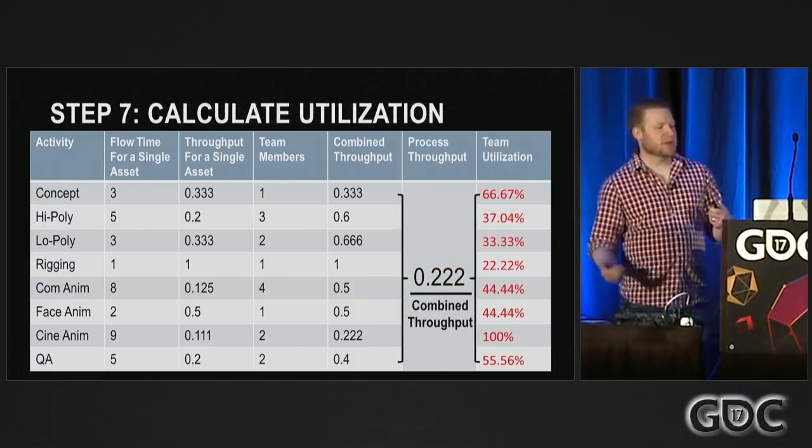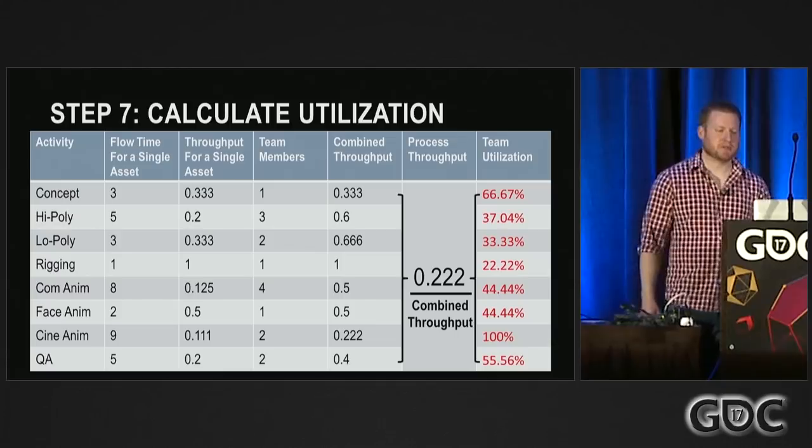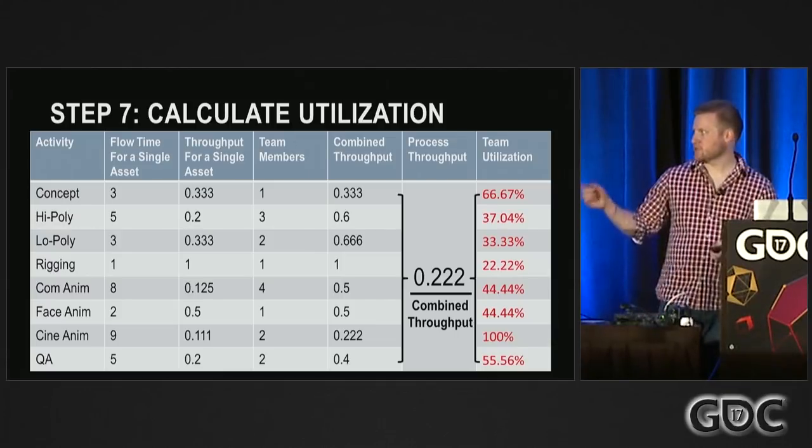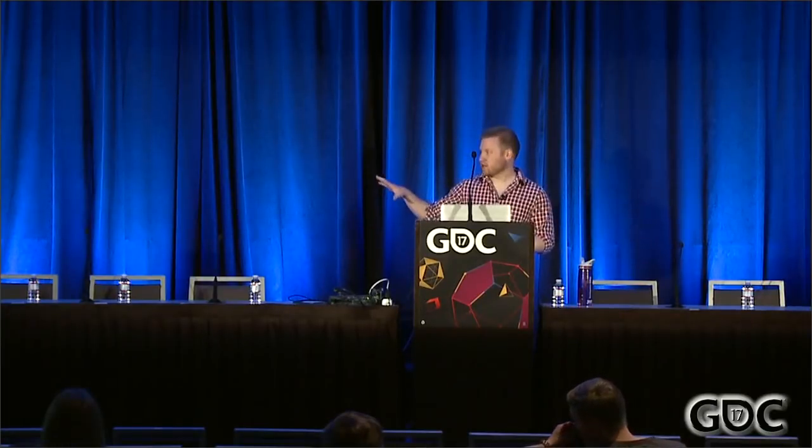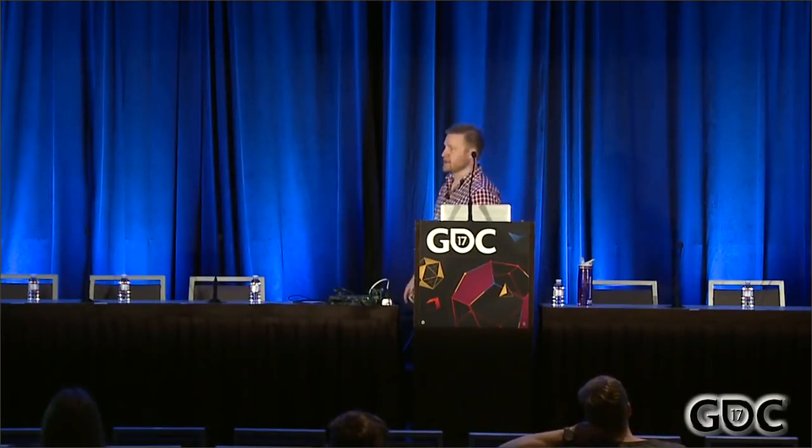And the final column, you calculate what's called your utilization. You take the process throughput and divide it by each respective individual throughput. What this tells you is how much of that group's bandwidth this activity is going to take. So this character modeling path is going to consume about 2/3 of our concept artist's time. It's going to consume about 1/5 of our rigger's time. And it's going to consume 100% of the cinematic animator's time. They are the bottleneck. They determine what speed this flow chart moves. So if they're moving full time, they're going to be 100% used up by this one pipeline. It's going to take all their time to keep them moving.